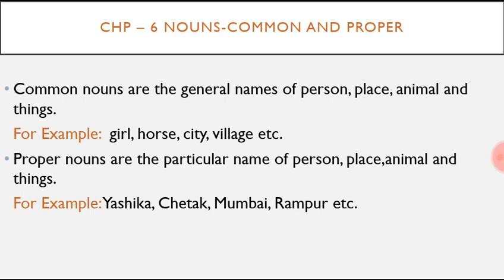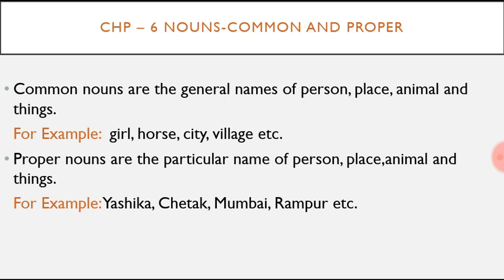So here I have given the example, that is girl. So here we are talking about any girl. It is not described that particular girl we are talking about. So here girl is a common noun because it is used in common. Like this way, horse, city, village, these words are common nouns because we are using them in general.